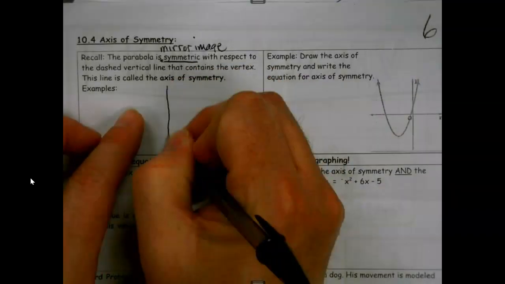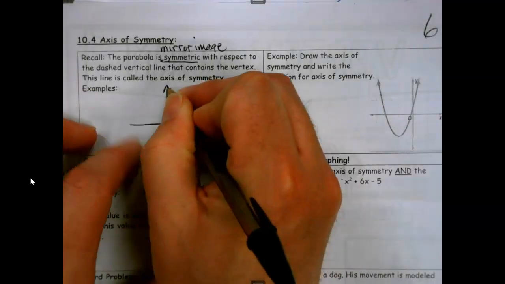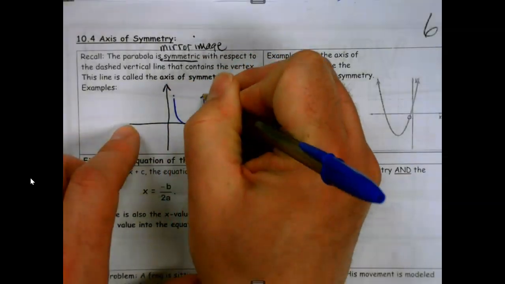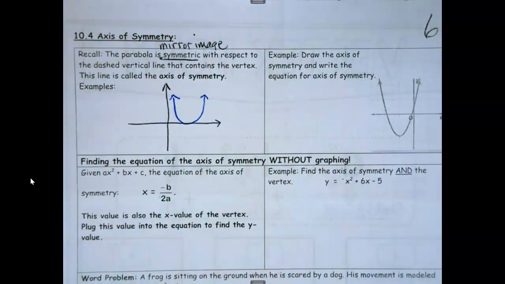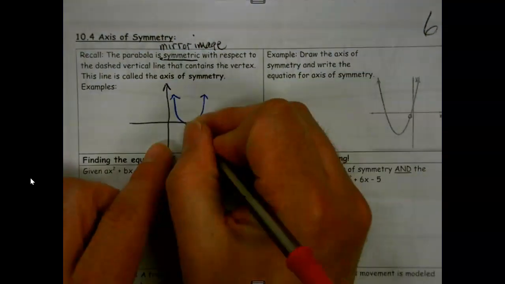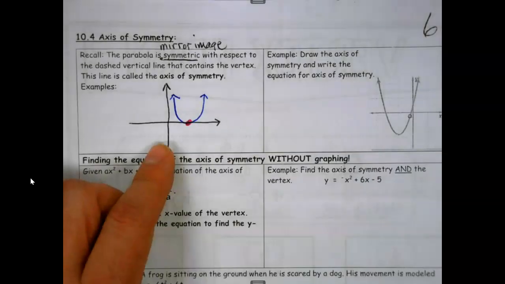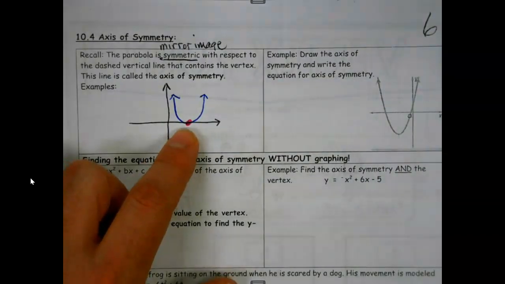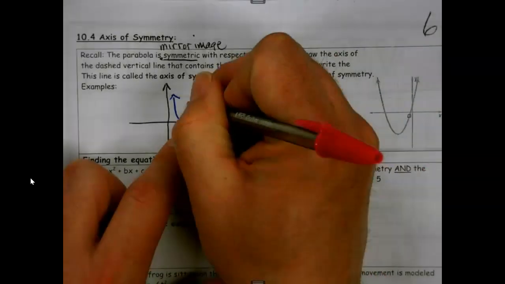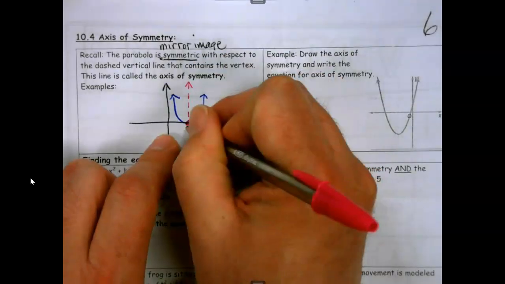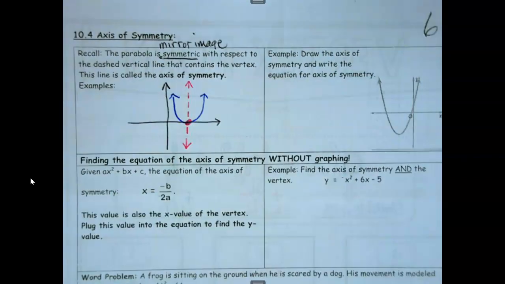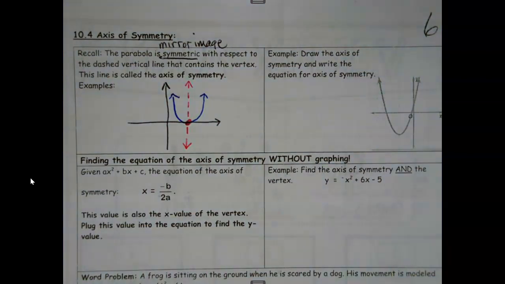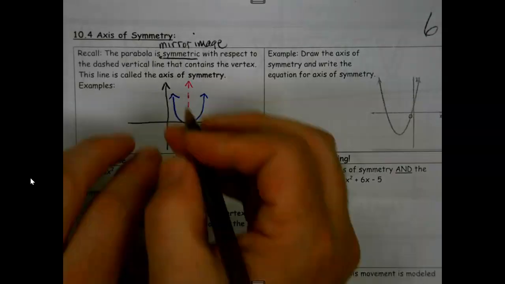So, for instance, if I drew myself a little sketch here, again, no rhyme or reason, I'm just making a parabola at this point. And I know that the vertex is right here. Wherever that vertex point is, there's a vertical line that goes through there, where if I were to pick up my paper and fold it along that dotted line, it'd be the same on both sides. This is called my axis of symmetry.